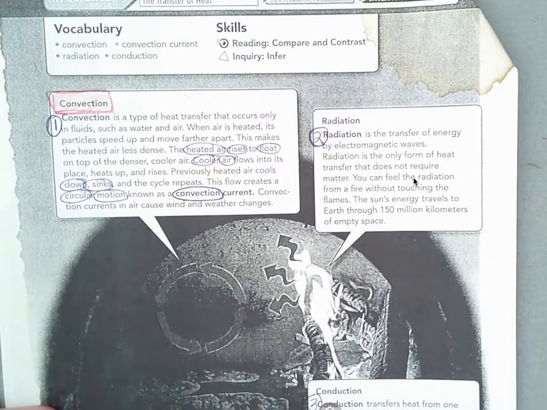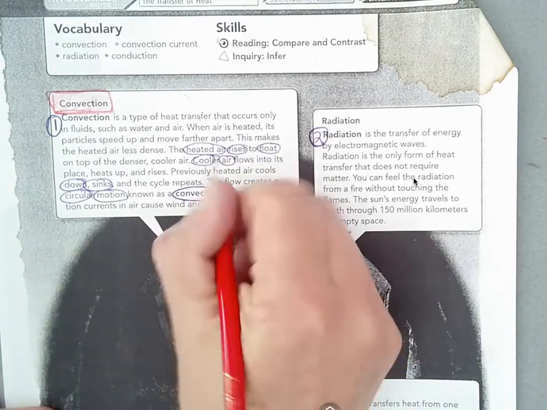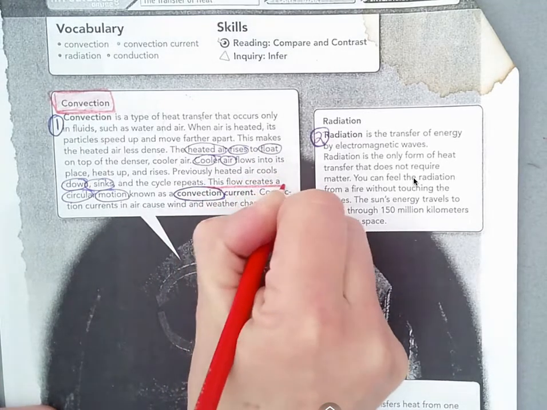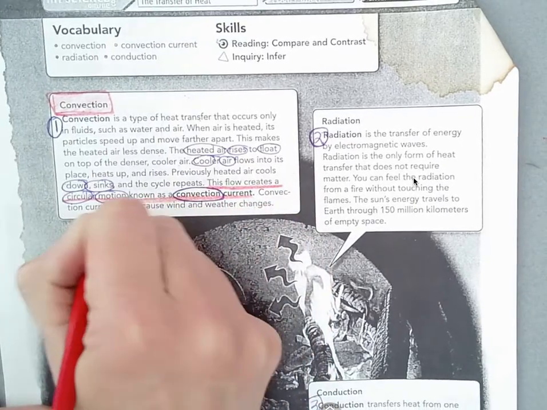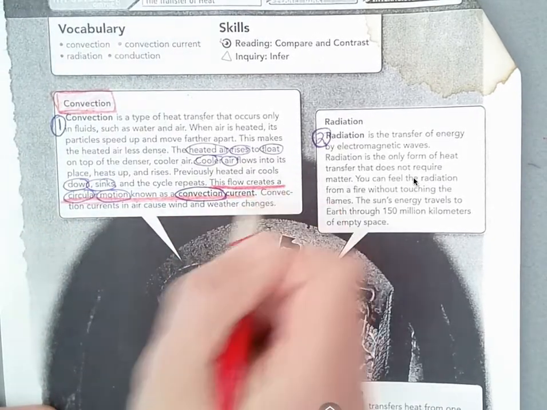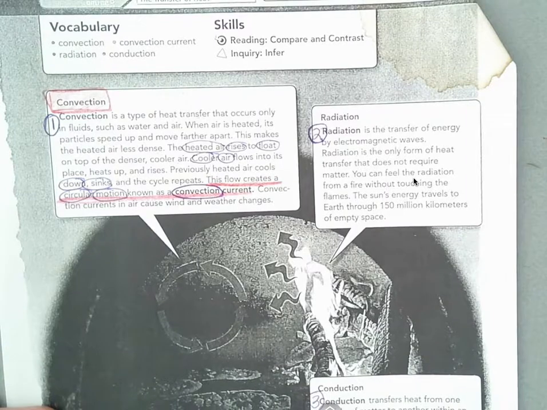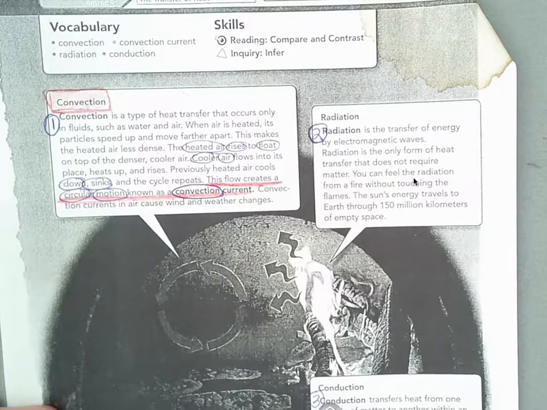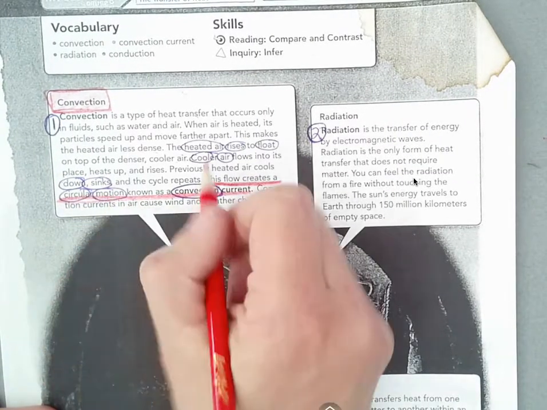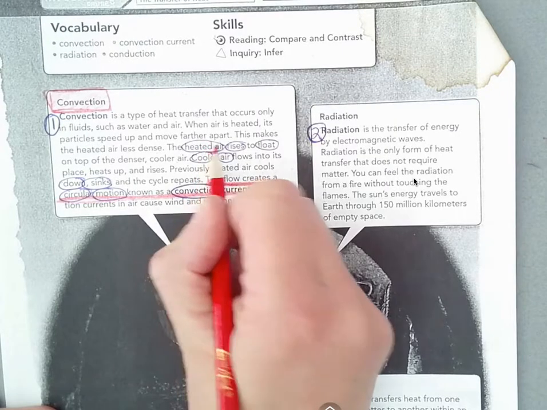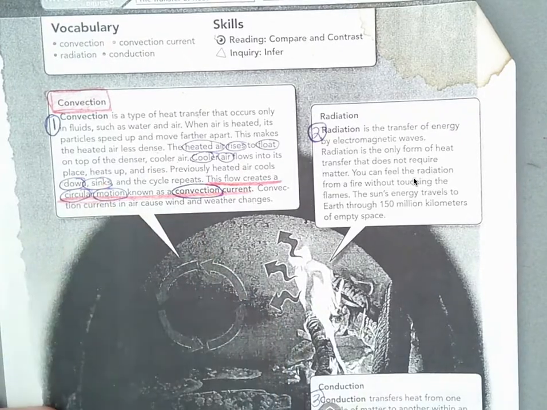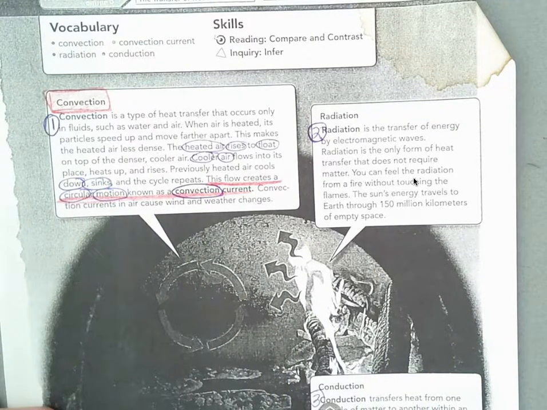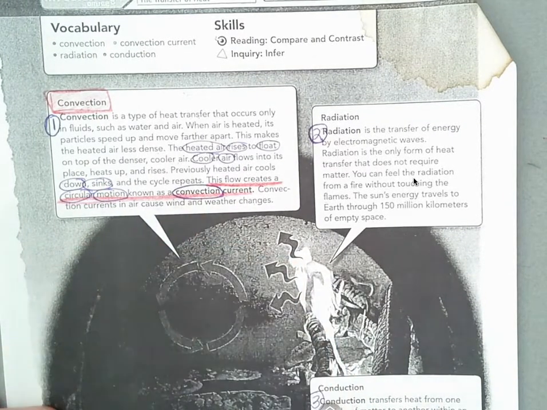I think the sentence we should underline is this flow creates a circular motion known as a convection current, right? That is probably what we should underline. However, that circular motion is right here. Heated air rises, cooler air goes down and sinks, okay? So right now, this is what you should have on your paper.